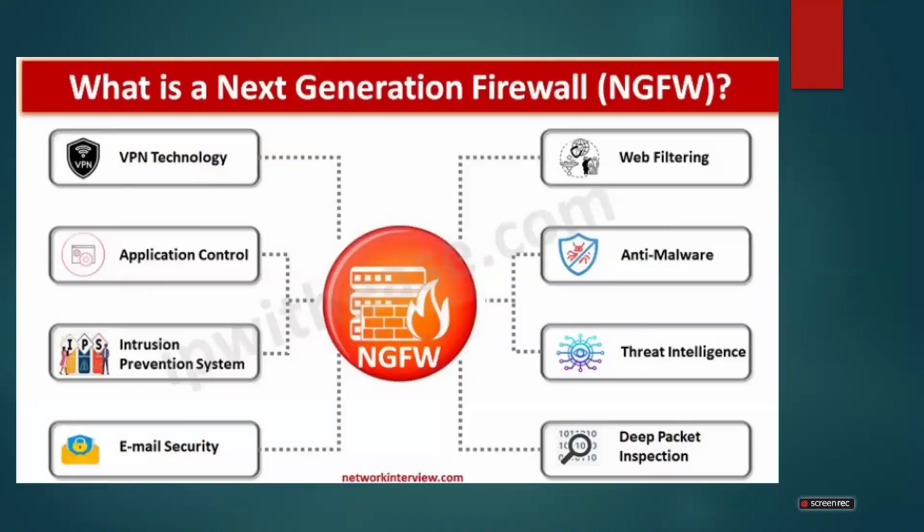So right now, what kind of facilities are we getting with the next generation firewall? Just like VPN technology with proper communication, IPsec, SSL VPN. We know about that, and if we know IPsec VPN, we can explore this one. We have proper application control, intrusion prevention system to protect our data, and email security. It has deep packet inspection, just like HTTPS packets. This type of packet inspection is there. Threat intelligence, anti-malware, web filtering. This kind of feature comes with the next generation firewall.